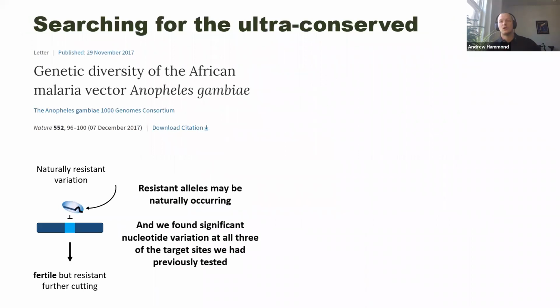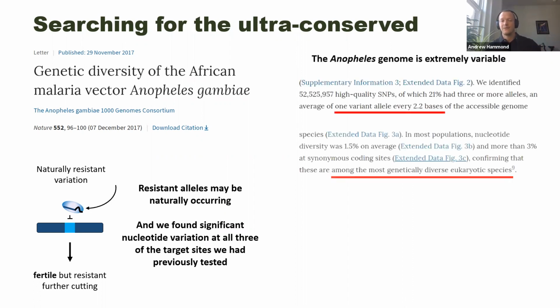So if you were to look at the mosquito genome and you were to scan the whole thing, you'll find that there is a mutation once in every 2.2 bases. So in the wild, in Africa, people have gone and sampled mosquitoes throughout different countries, and they've sequenced the entire genome, and they've done this for a few thousand now. And what we find is every 2.2 bases, you can find a difference between one mosquito and another.